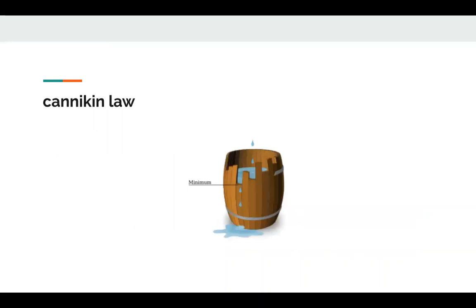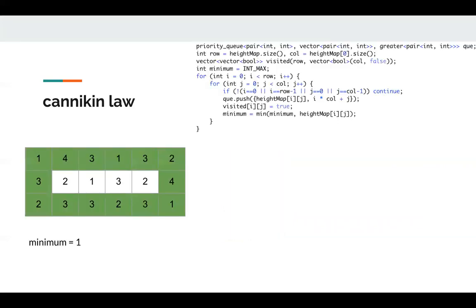Okay, it's a little bit like the barrel law. So the height of the minimum bar is the most important for how much water we can keep. So, like the barrel law, we just loop over the edges, the green cells here. We iterate all the green cells and get the minimum height. So in this case, the minimum height is 1.